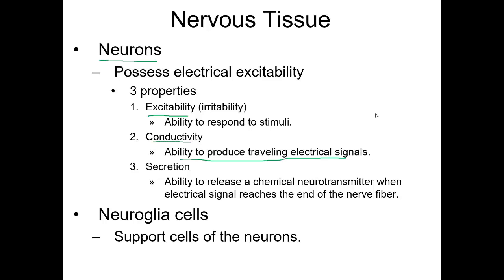3, it can secrete chemical substances called neurotransmitters. We will talk about the different types of neurotransmitters at the end of part 2 of this chapter. Now, in nervous tissue, we don't just have neurons. Neurons are the major structural and functional units of nervous tissue, but in addition to neurons, we have support cells to the neurons. Now, those cells are called neuroglia, and we have different types of neuroglia.